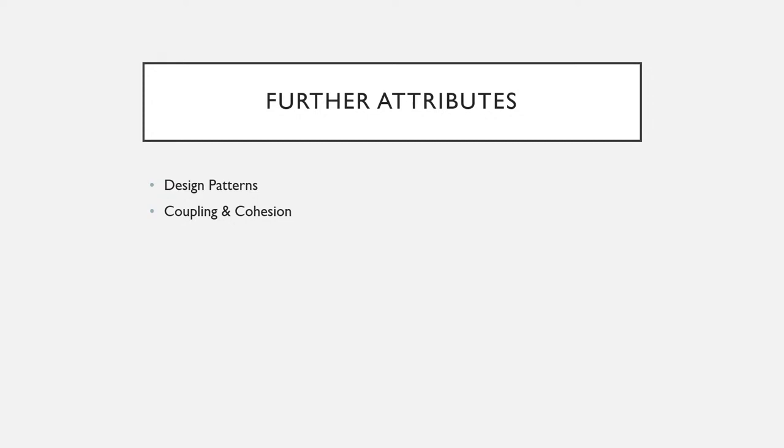So how closely connected are your modules in your code? How closely connected are your changes? If I introduce a change, how does that impact other pieces of logic? So you want to aim for low coupling, smaller pieces of work.